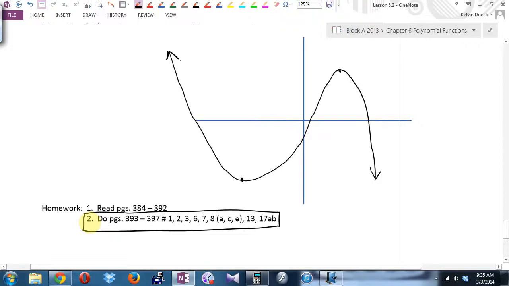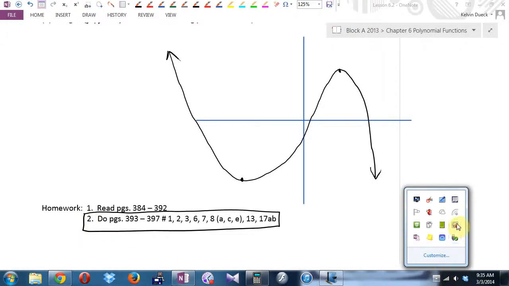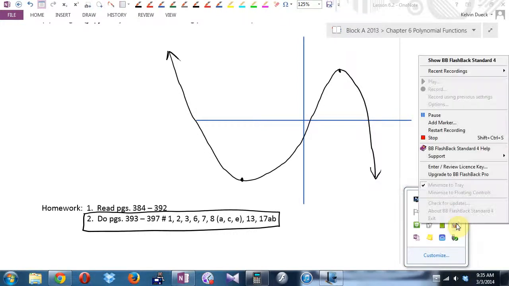Try those. Make sure you're checking your answers in the back. We're using the textbook a bit more for this unit, so make sure you're checking your answers.